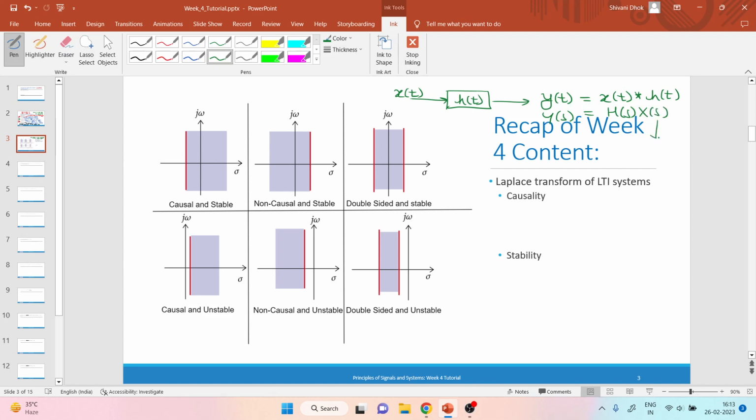Using this, I can find H(s) as Y(s) upon X(s), and this H(s) is known as the transfer function of the system. Now, the region of convergence of this transfer function has something to do with causality and stability. If a system is causal, then my h(t) is 0 for all t less than 0. This means that my signal is right-sided.